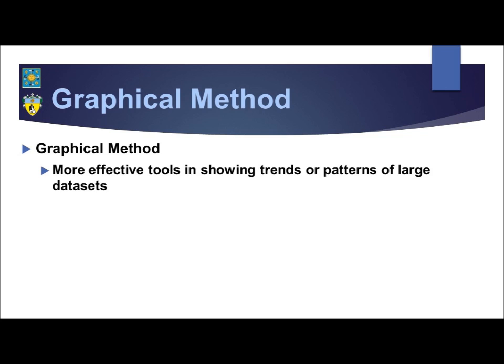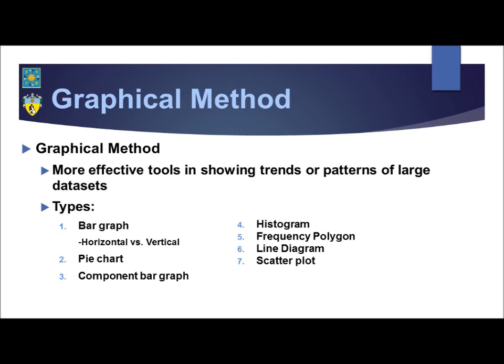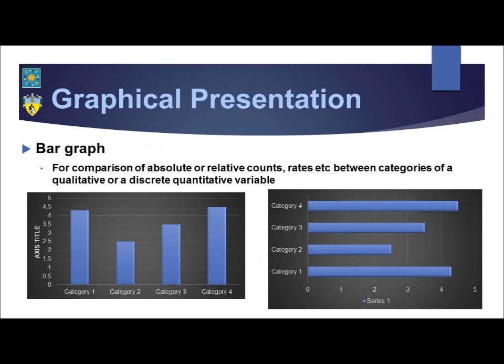There is no alternative to tables when a large set of detailed information is required. However, when precision is not that required, graphs offer a wider point of view of the dataset. In health research, generally, we use the following graphs. We have your bar graph, the pie chart, the component bar graph, the histogram, the frequency polygon, the line diagram, and your scatter plot. Let us first discuss your bar graph.